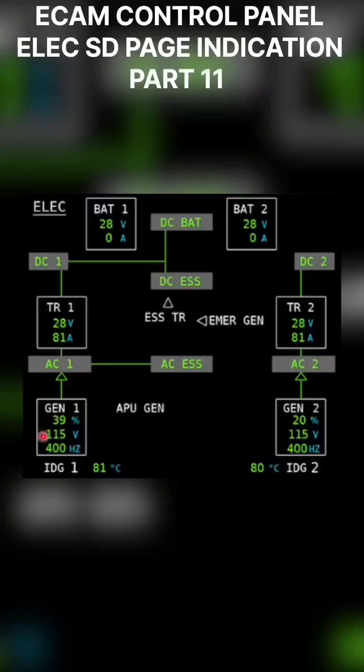Each engine generator supplies its associated bus via generator line contactor 1 and generator line contactor 2, and AC bus 1 supplies the AC essential. You can see AC bus 1 is supplying the AC essential bus via a contactor. Then TR1 supplies DC1, DC essential, and the DC BAT bus. TR2 supplies DC2.